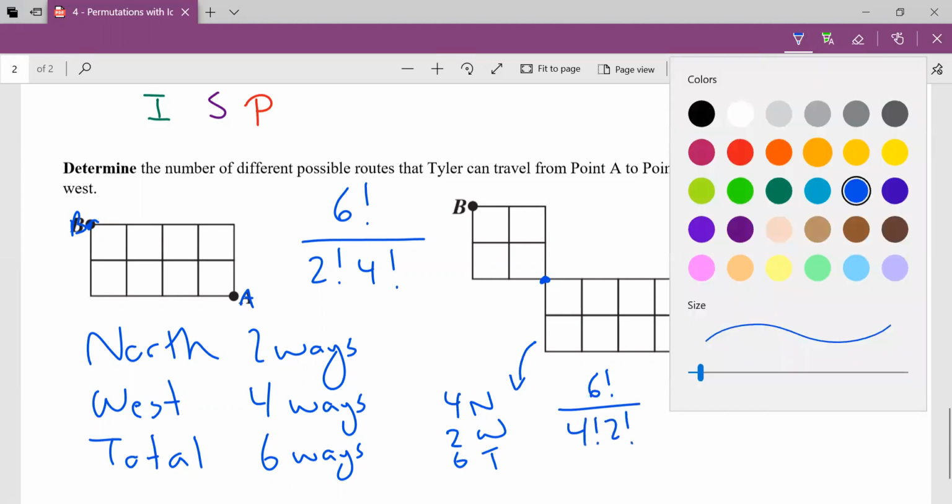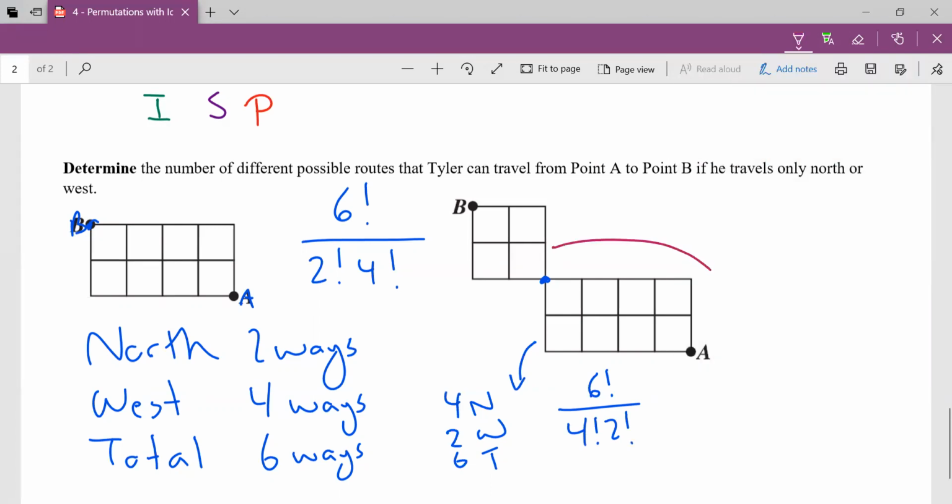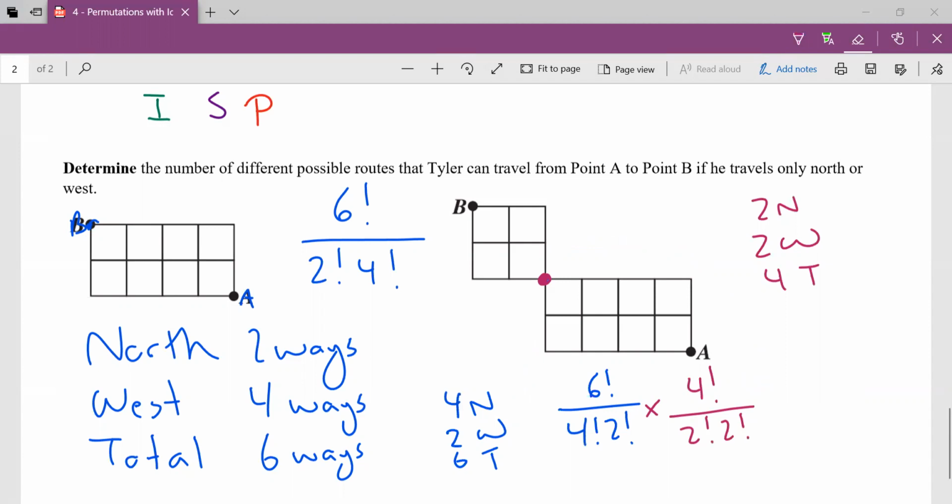Now let's do this top part here. What I notice here is there's 2 ways to go north, 2 ways to go west, 4 ways in total. So that's 4 factorial over 2 factorial, 2 factorial. And here's the important part. We get to this point in the middle and we keep going. And remember, the word and in mathematics means we're going to multiply. So what we're going to do is really treat this as 2 separate questions and then multiply them together. And again, whatever that answer is.